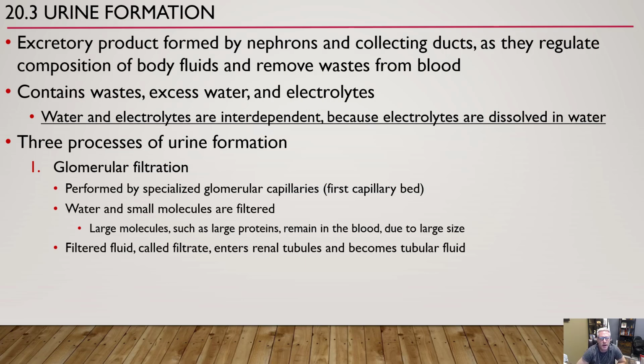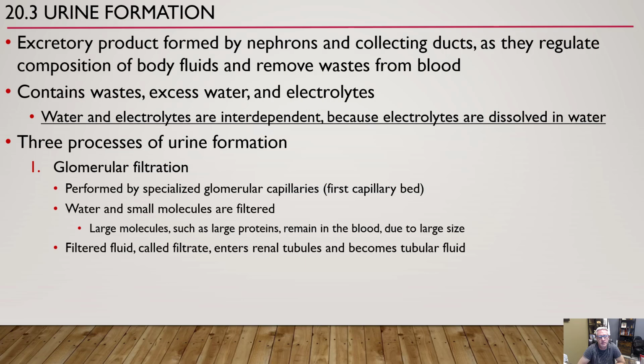All right, we're going to talk a little bit about how urine is formed first, and then we're going to jump back a little bit. So urine, remember, is the product of nephrons and the filtrate, and it has a lot of waste products, water, and electrolytes. And remember that we say water and electrolytes are interdependent because the electrolytes are dissolved in water.